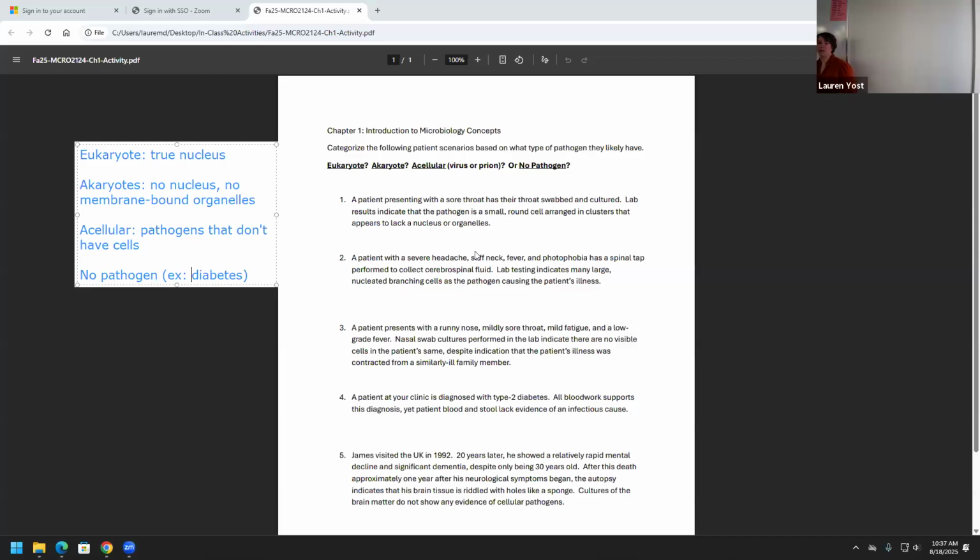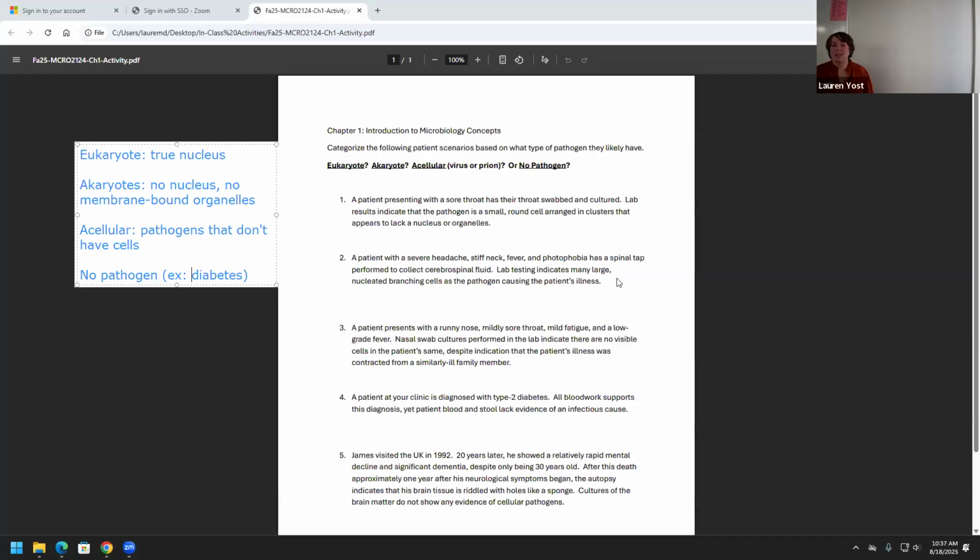Eukaryote, excellent. A patient with a severe headache, stiff neck, fever, and photophobia. This is what we would call meningitis. So meningitis is defined by its signs and symptoms, not by what causes it. Not like the flu. The flu is defined by what causes it. COVID is defined by what causes it, not the signs and symptoms of the disease, right? But meningitis is defined by its signs and symptoms. So it's called a syndrome because of that. So they've got meningitis. We do a spinal tap, we collect the cerebrospinal fluid.